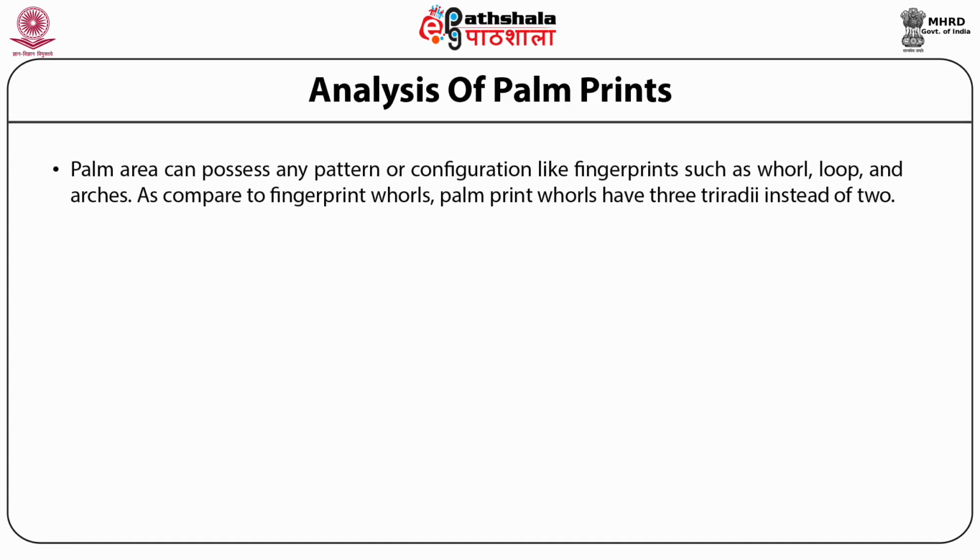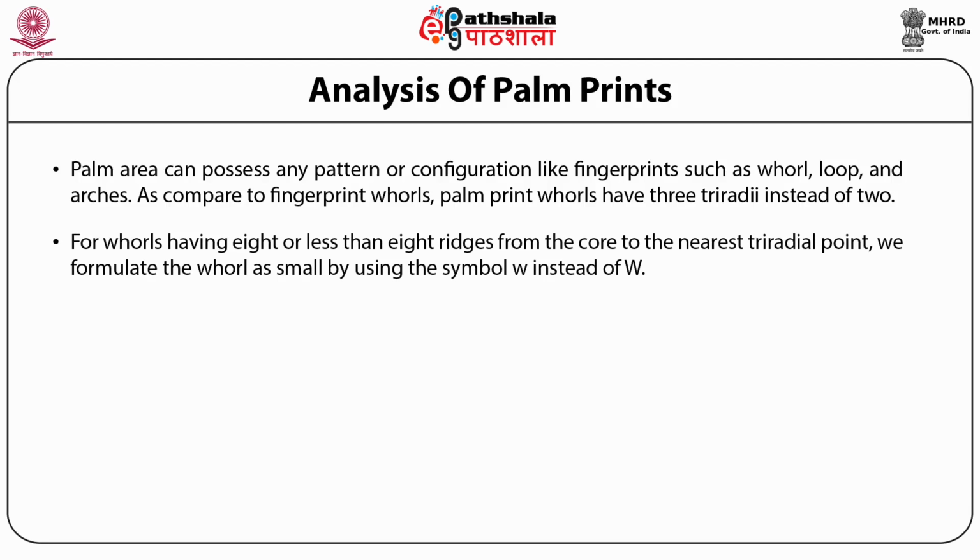Palm area can possess any pattern or configuration like fingerprints, such as whorl, loop, and arches. As compared to fingerprint whorls, palm print whorls have 3 tri-radii instead of 2. The symbol for the whorl is W. However, we add S as a superscript for whorls presenting spiral or double looped centers. For whorls having 8 or fewer than 8 ridges from the core to the nearest tri-radial point, we formulate the whorl as small by using the symbol small w instead of capital W.